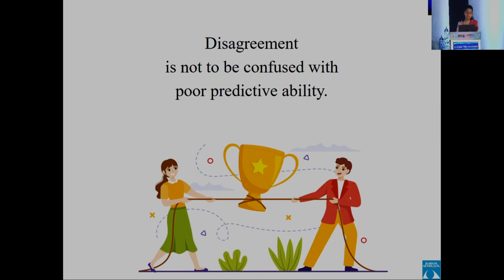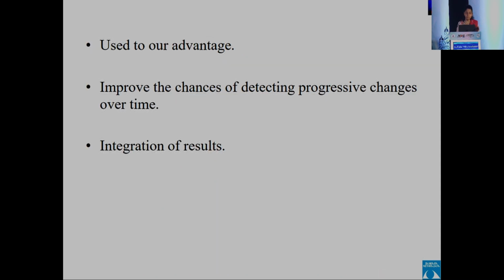Now, having said all that, it might sound disappointing that the structure-function correlation does not happen in each case, but nothing to get disheartened. We can use this disagreement to our benefit. It is not to be confused with a poor predictive value. Predictive ability is there, just agreement is not there. So how can we use this to our advantage? We can use it to improve the chances of detecting progressive changes over time, and we can integrate both structural and functional results for a better outcome.